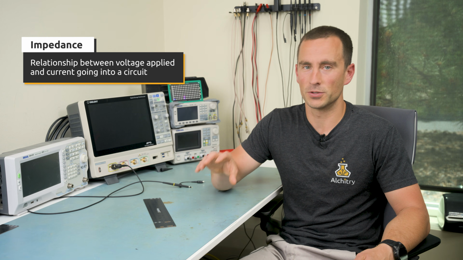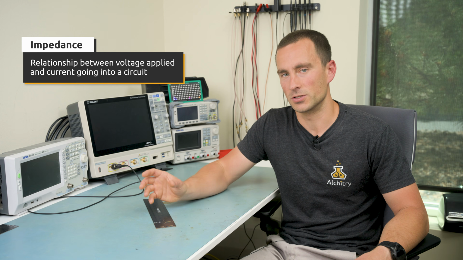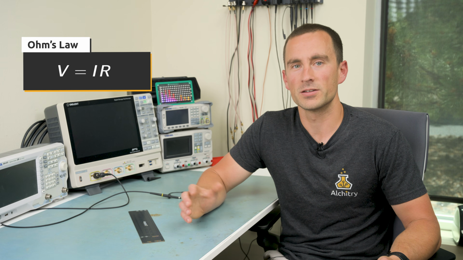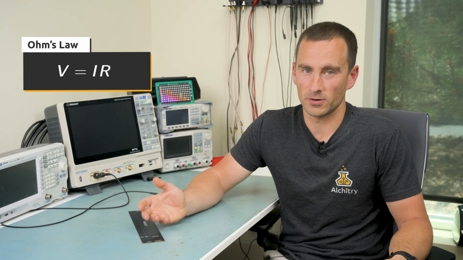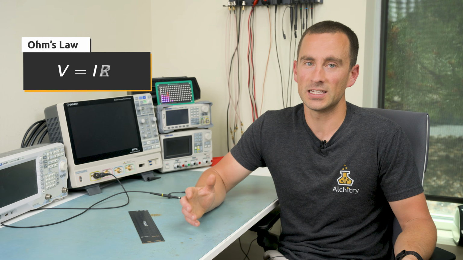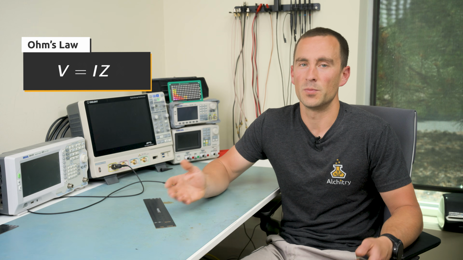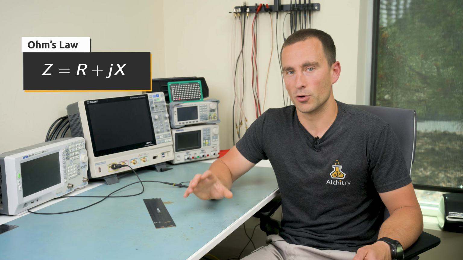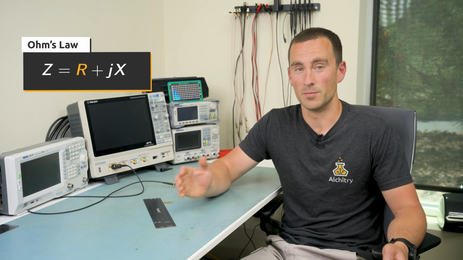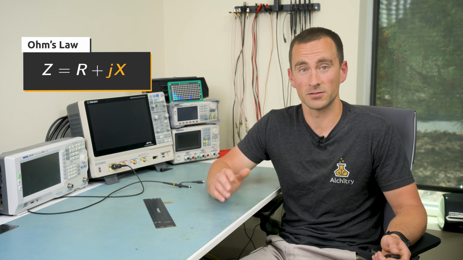The term impedance is used to describe the relationship between the voltage applied and the current going into a circuit. This may sound familiar if you've heard of Ohm's law. Ohm's law is typically written as V equals IR, where R is the resistance. However, a more generalized definition is V equals IZ, where Z is the impedance. Impedance is a complex number, but the real portion of it is resistance. The imaginary part of impedance captures the effects of devices that store energy like inductors and capacitors.